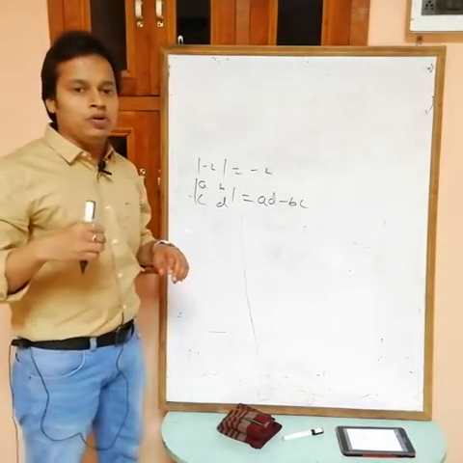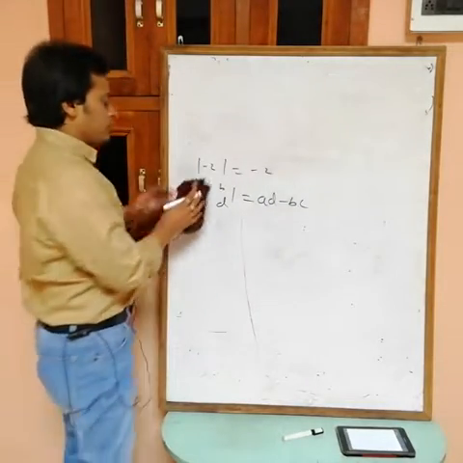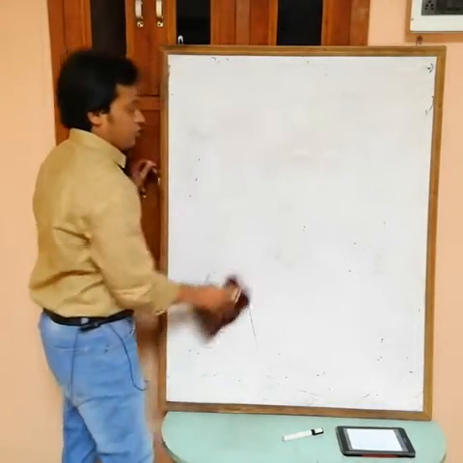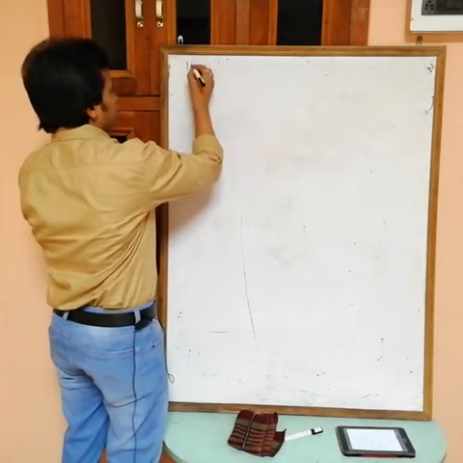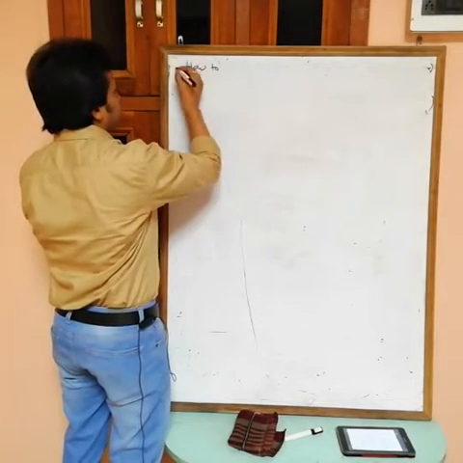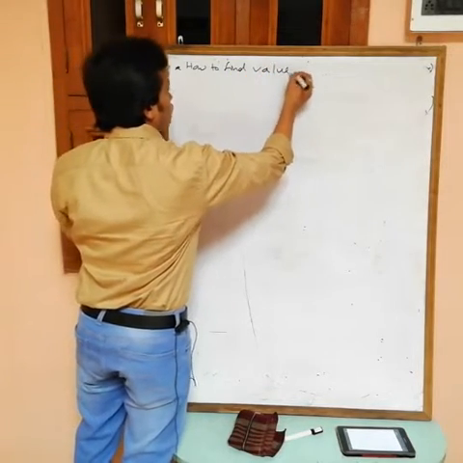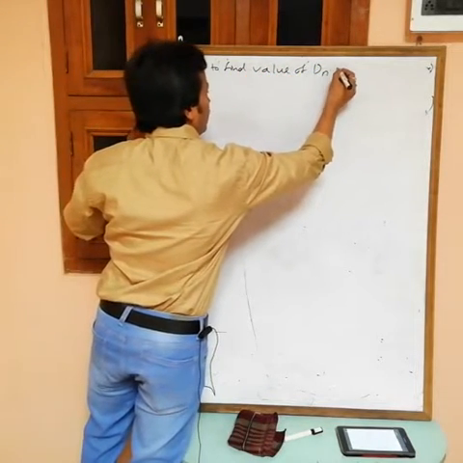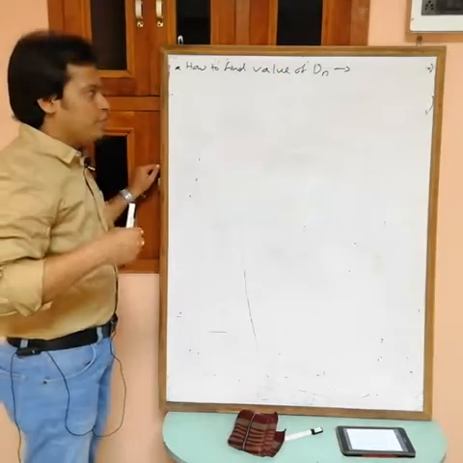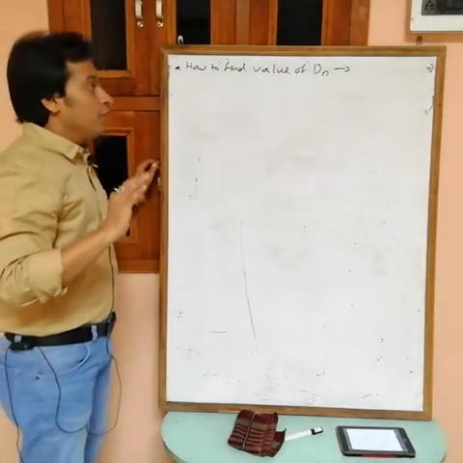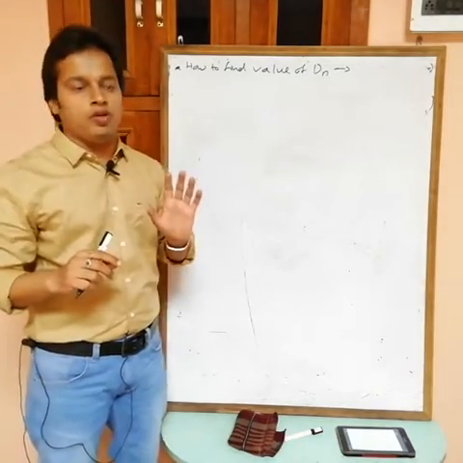Then we have to use the definition of the value of determinant. Now see how to find the value of Dn, the determinant of n order. This is true for any order. The order of the determinant being 3 or 4 doesn't matter, but you will get questions only up to a maximum of 3 order determinant.